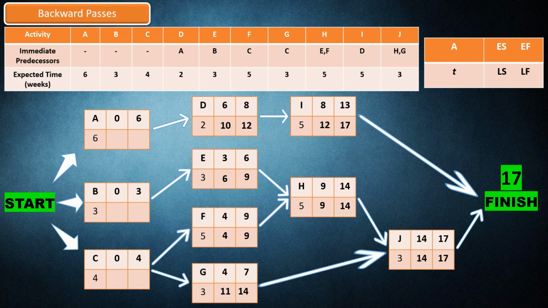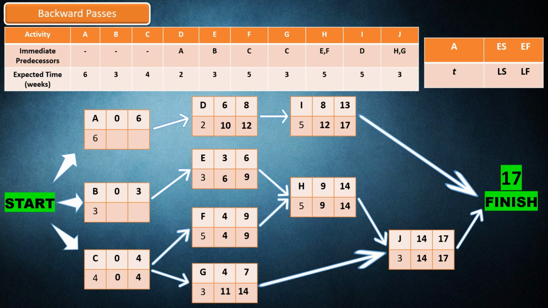Activity C is the predecessor of activities F and G, so the latest finish of activity C is 4, because we have to get the lesser latest start between activities F and G. Then, activity C needs 4 weeks to be completed, so the latest start of activity C is 0.